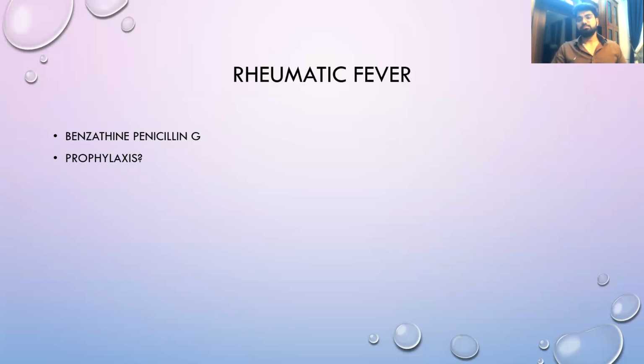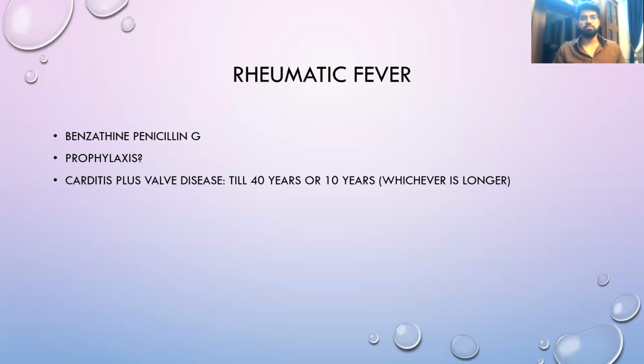Again, we apply the rule. Treatment, same drug. Prophylaxis, same drug. The same drug rule is that benzathine penicillin G will be used. But we have three groups of prophylaxis. This is where it starts to get complicated. This is where it starts to become a little volatile. But we have to memorize it. This is something that can be asked. Carditis, but we just group into three categories.